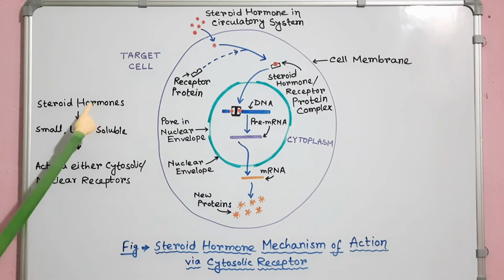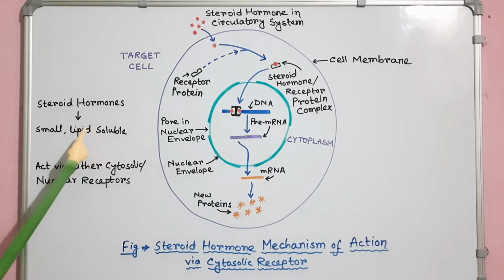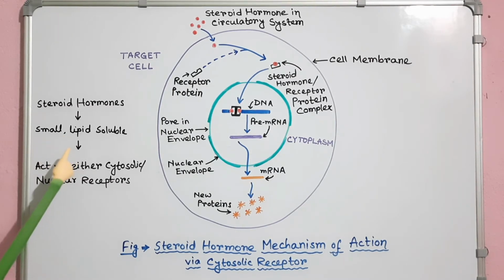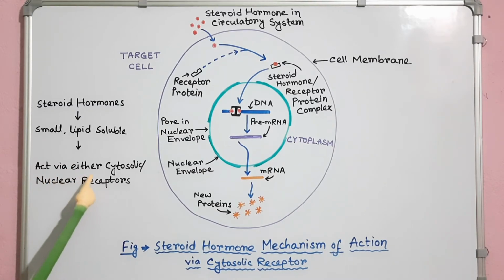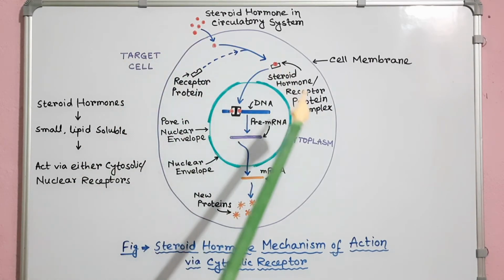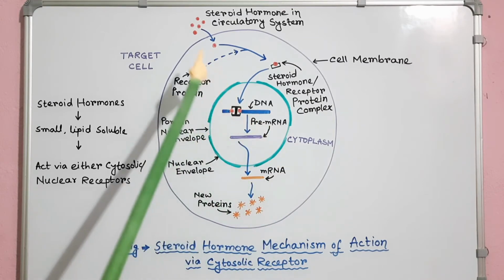Steroid hormones are small lipid soluble molecules derived from cholesterol. Because of their lipid nature, they can easily pass through the cell membranes of the target cells. Once these hormones have entered a cell, they interact with cytoplasmic or nuclear proteins called hormone receptors. In this diagram, I have shown the steroid hormone mechanism of action via a cytosolic receptor.